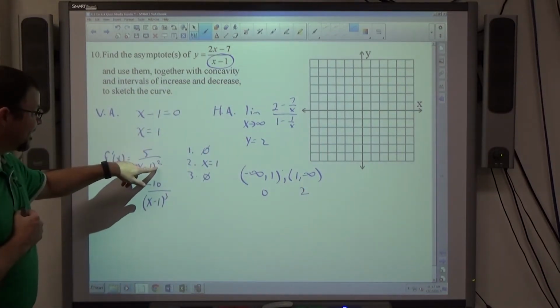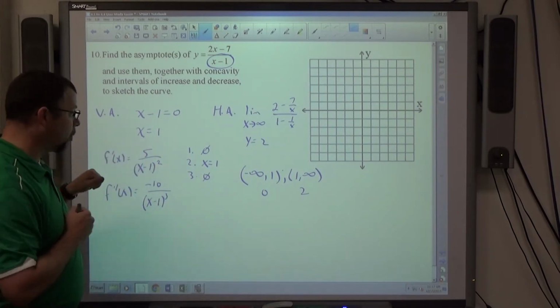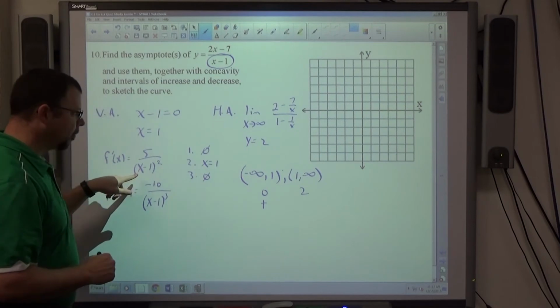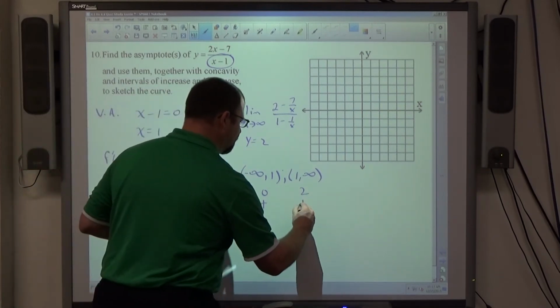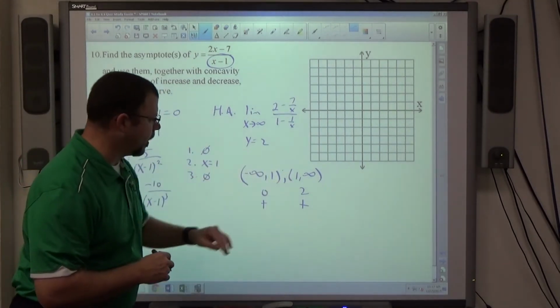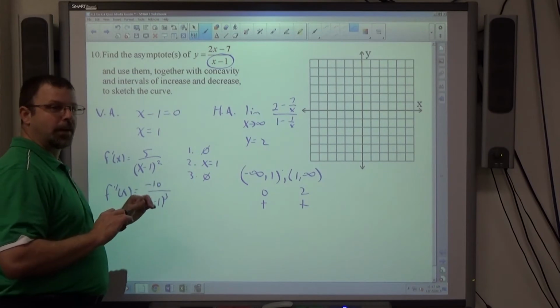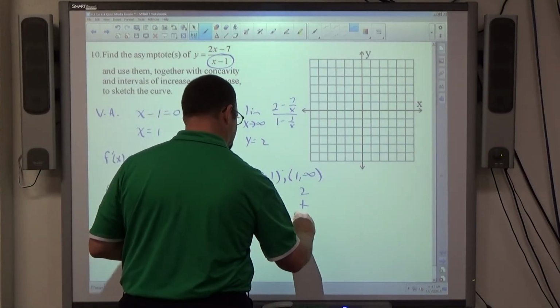0 minus 1 squared is 1. 5 over 1 is positive. 2 minus 1 squared is 1, 5 over 1 is positive, it's always increasing. Okay, now there is a stoppage at 1, so don't say it's increasing from negative infinity to infinity, but it's increasing on both of these. So increasing, increasing.